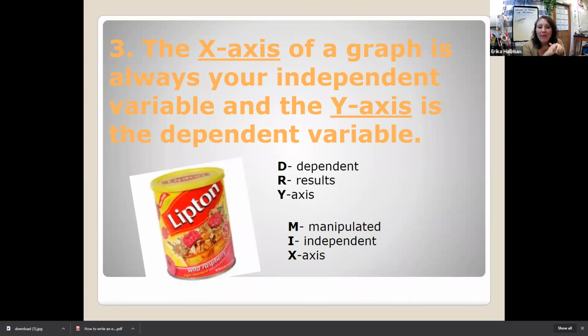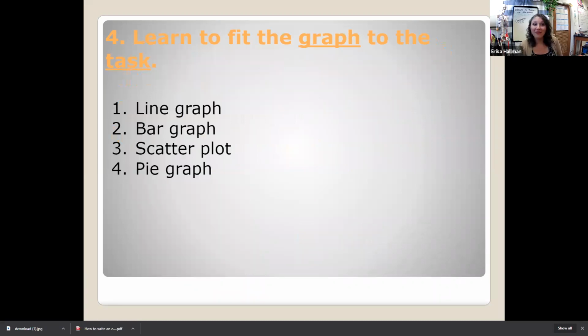So DRYMIX stands for dependent results y-axis. So if you want to simplify it even more, just remember D and Y, that your dependent variable will always go on your y-axis. How handy is that? And that the mix part of it is your independent variable will always be on your x-axis. So you can always remember that the independent variable is the one that the scientists will change or manipulate. So that M helps you remember that as well. So always remember dry mix when you are creating your graph, all right?